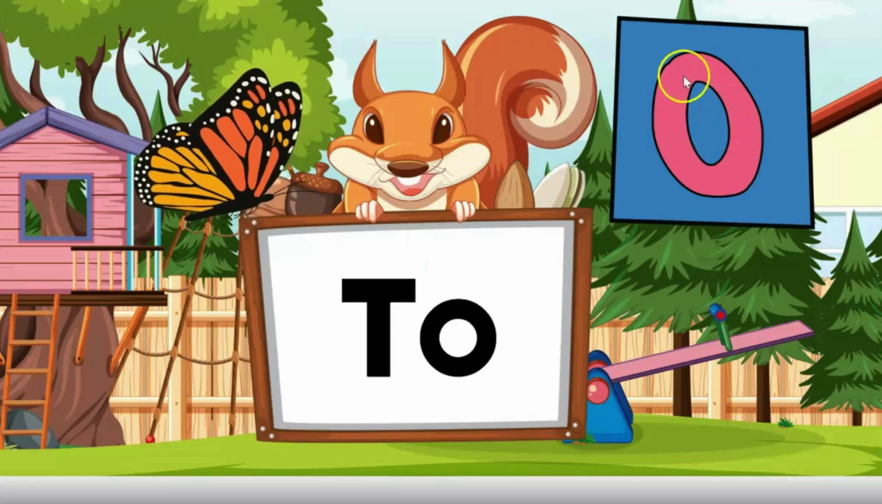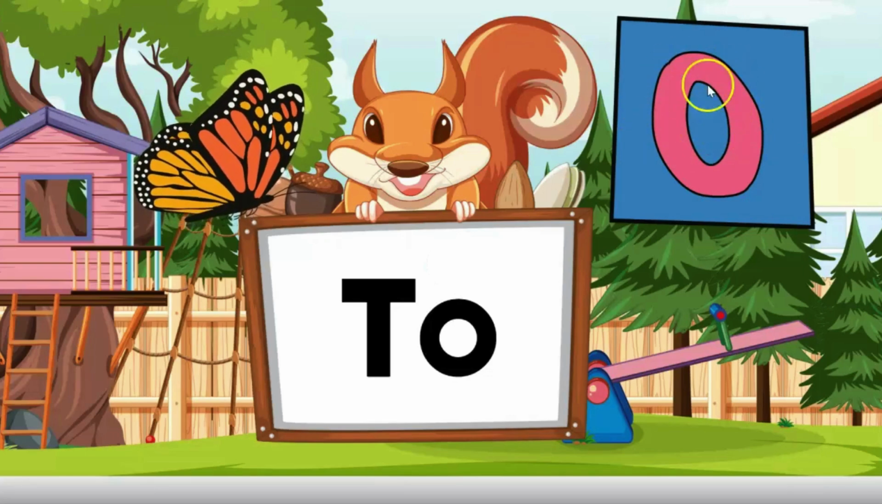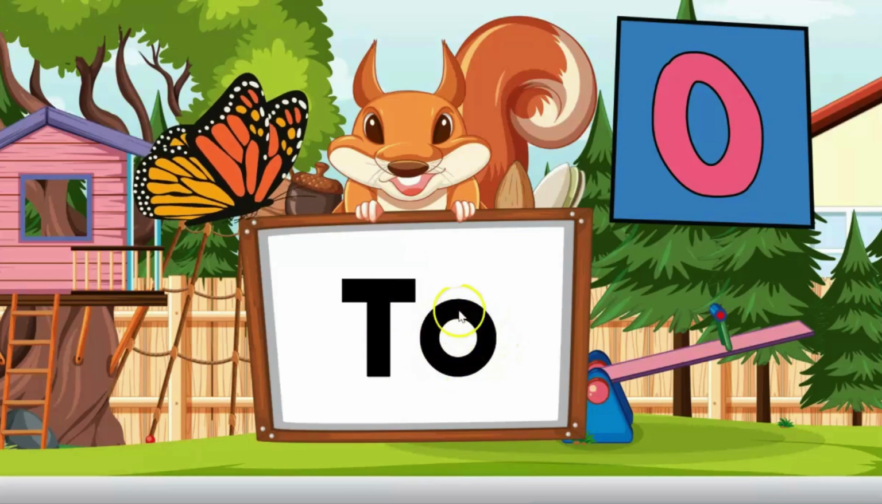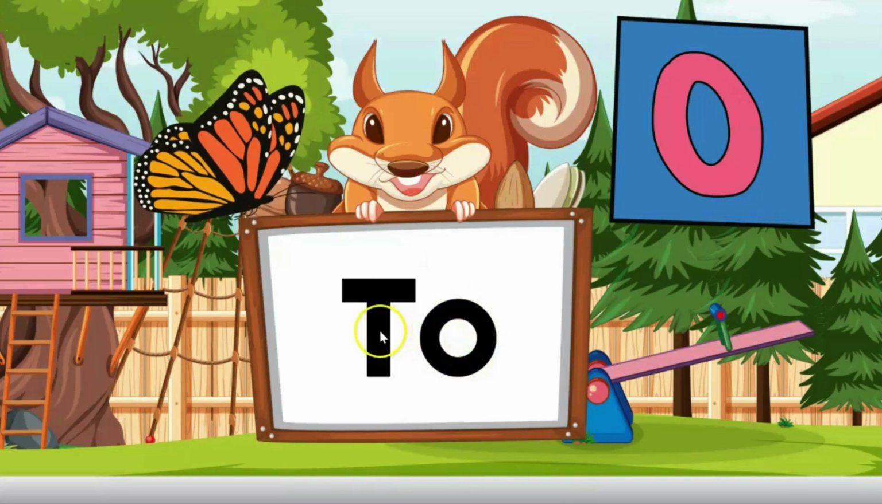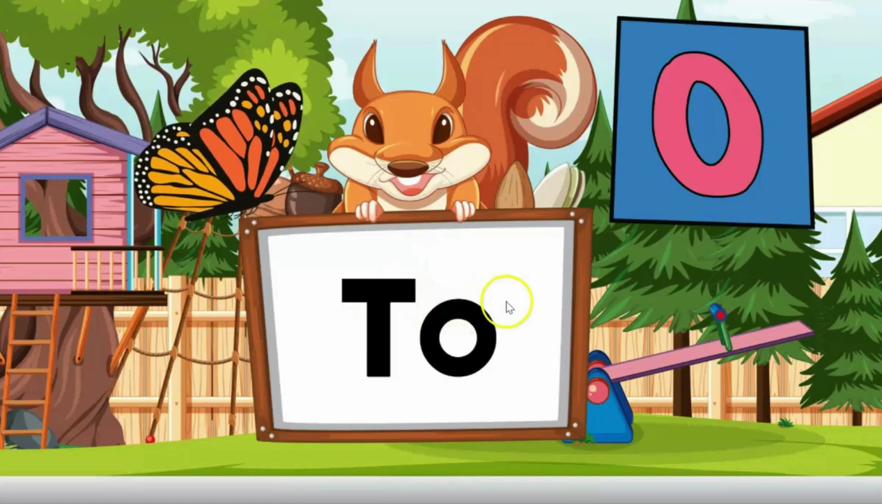This is vowel O. O says o, o, o. T says t, t, t. O says o, o, o, t, o, t, o, ta. One more time. T, o, t, o, ta.